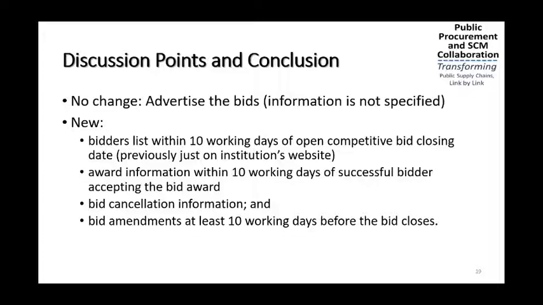Bid amendments, at least 10 working days before the bid closes. So basically this now says you can't make any bid amendments post 10 working days before closing date. I don't know if you guys get me. So you have whatever period that you have advertised up until just before 10 working days before the bid closes that you can make amendments and publicize it. If it goes beyond that, then you might have a problem.